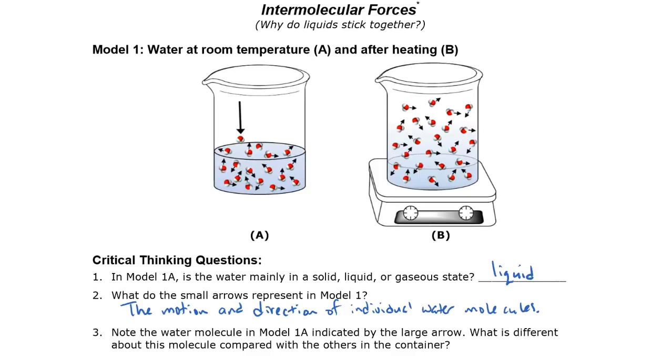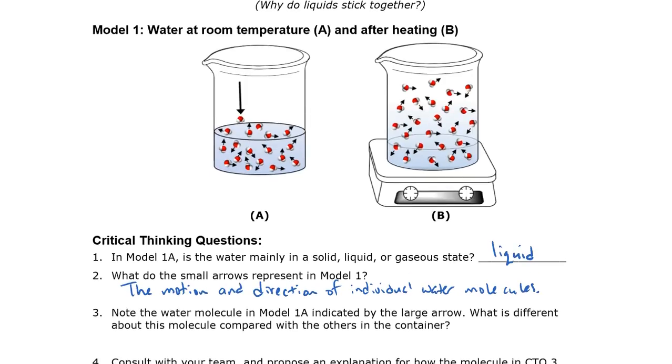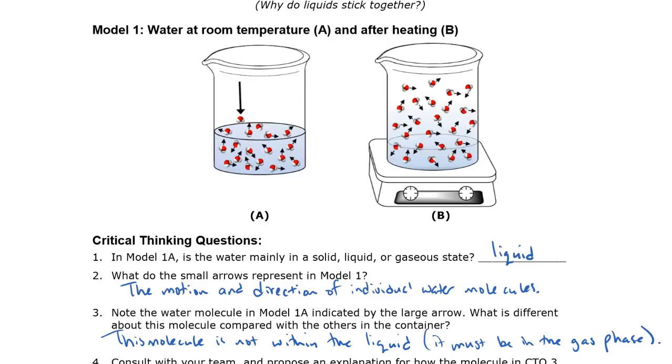Okay, number 3. Note the water molecule in Model 1A indicated by the large arrow. That's right here. What's different about that molecule compared with the others in the container? Pause the video and write a sentence. Pause now. Okay, hopefully you noticed that that water molecule is outside or above the surface of the liquid. I wrote this molecule is not within the liquid. And so what that must mean is it must be in the gas phase or the vapor phase.